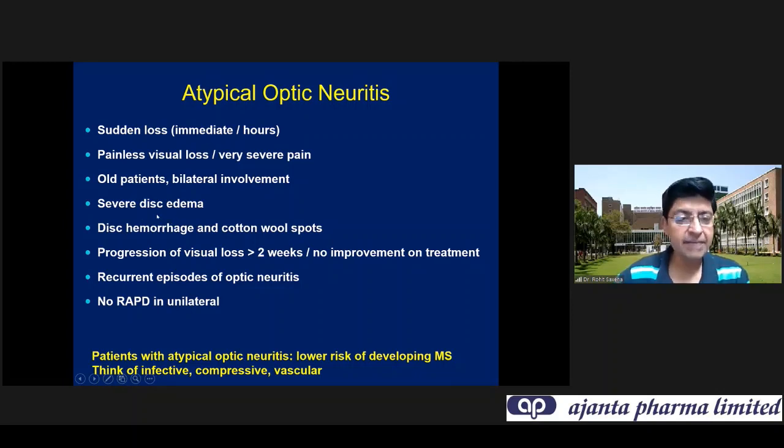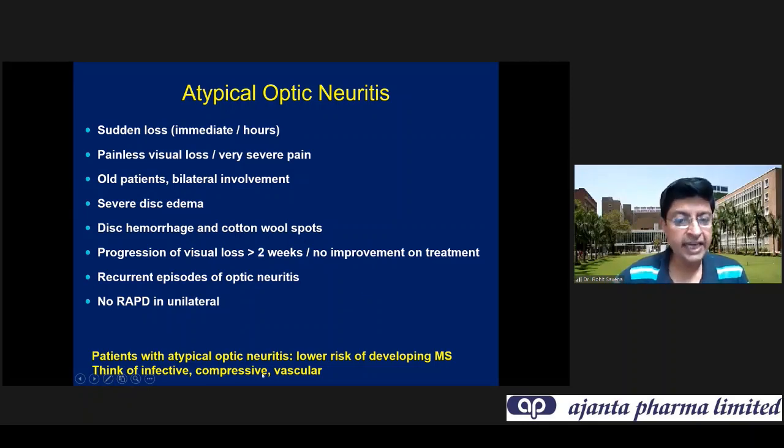Very severe disc edema. Like the image I showed you, it is a very mild disc edema. So a severe disc edema raises a flag that it may not be a demyelinating optic neuritis. Significant disc hemorrhages and cottonwool spots. Progression of vision loss beyond 2 weeks or failure to stabilize or no improvement on giving IV steroids. Recurrent episodes and, like I mentioned, no RAPD in unilateral cases.